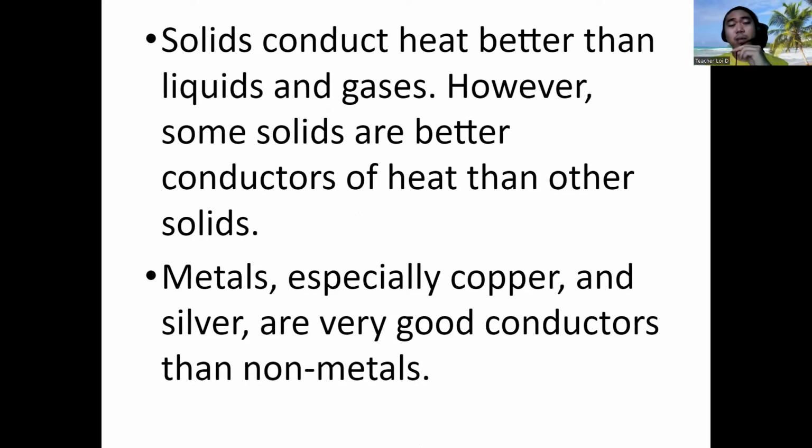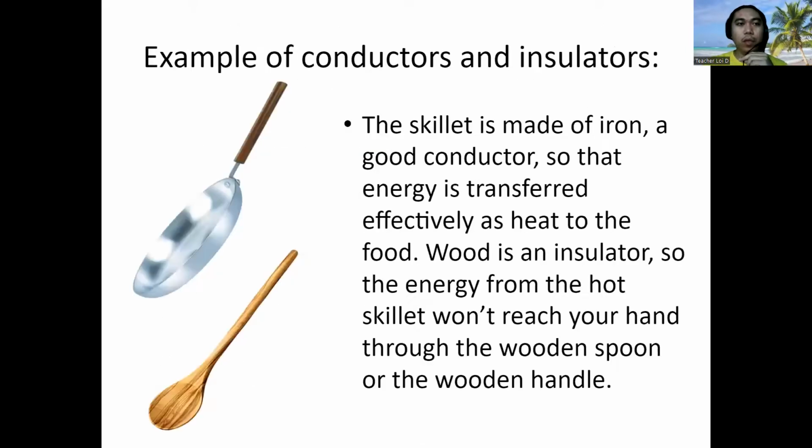So metals, especially copper and silver, are very good conductors compared to non-metals. Yung non-metals, hindi siya good conductor. Poor conductor siya ng heat. Okay, examples of conductors and insulators. The skillet is made of iron, a good conductor, so that energy is transferred effectively as heat to the food. So wood is an insulator, so the energy from the hot skillet won't reach your hand through the wooden spoon or the wooden handle.